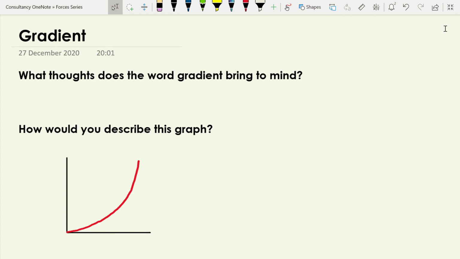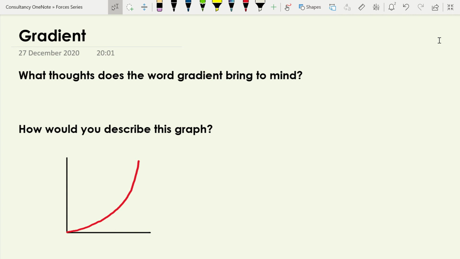So as with all the videos that I do, I'd like to start off by actually seeing what we currently know or what we would currently do. So first of all, I'd like you to have a think about what does the word gradient actually bring to mind? Maybe note it down on a piece of scrap paper. So pause the video. What does the word gradient bring to mind there?